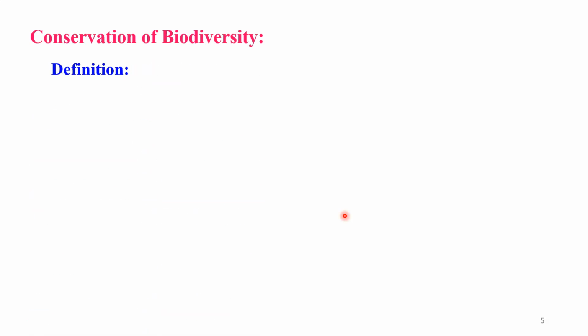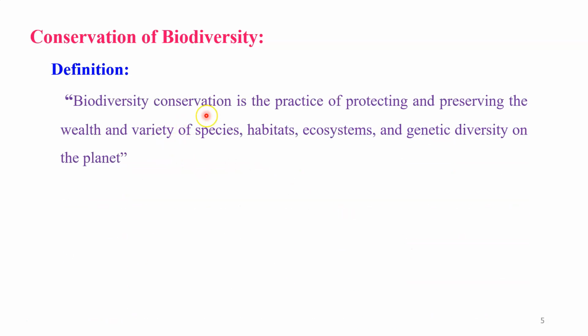Now a very simple definition of biodiversity conservation. Let's discuss the first definition. Biodiversity conservation is the practice of protecting and preserving the wealth and variety of species, habitat, ecosystem, and genetic diversity on the planet. Here, we are talking about planet Earth. If we see this definition of the conservation of biodiversity, you will observe that one thing is very important, that is the practice of protecting and preserving all the variety of species that are available inside the ecosystem on the surface. So this is the first definition.